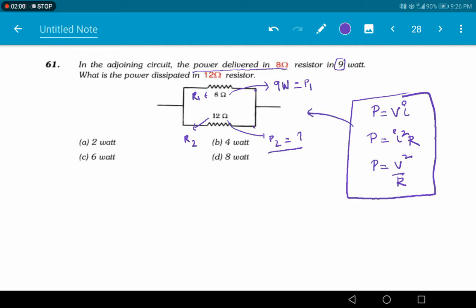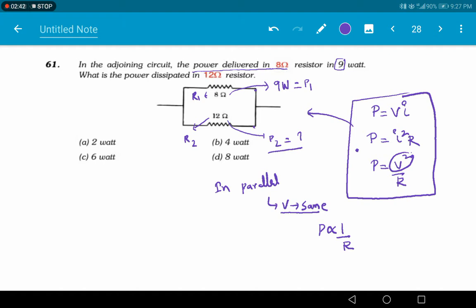Okay. So the way of selecting the formula is we should identify the combination of resistors. Which combination is there? Parallel combination. In parallel, which quantity is the same? Voltage is the same, V is the same. So if V is the same, then we can make this constant. Then we get the relation between power and resistance: P is inversely proportional to R.